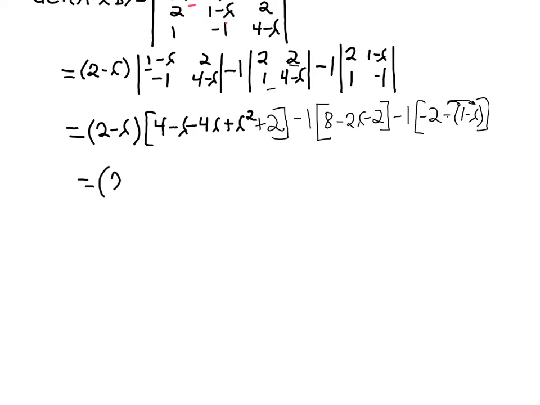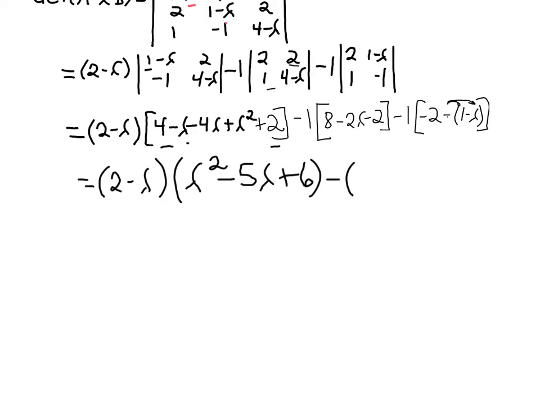Okay, so we've got 2 minus lambda, and then inside the brackets here, combining like terms, I have lambda squared, minus lambda minus 4 lambda, so I have minus 5 lambda, and then positive 4, positive 2, so plus 6. And then minus, inside the parentheses here, I have negative 2 lambda and plus 6 when I do 8 minus 2. And then the last one here, when I distribute the negative there, that's a positive lambda minus the negative, so positive lambda. Negative 1 minus 1, so negative 3, minus 3.